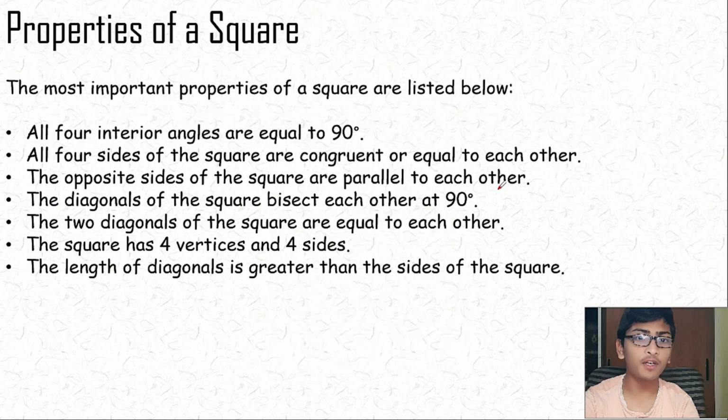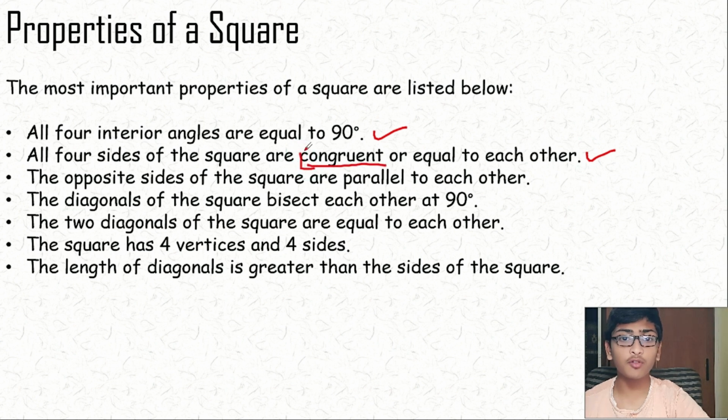Next, properties of square. The most important properties of square are: all interior angles are equal to 90 degrees, and all 4 sides of the square are congruent, or equal to each other. Congruent means equal or similar.